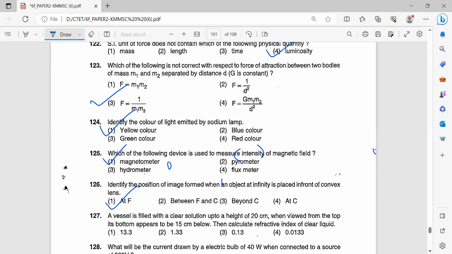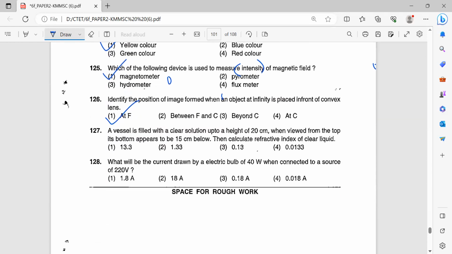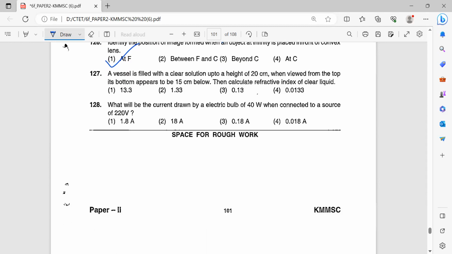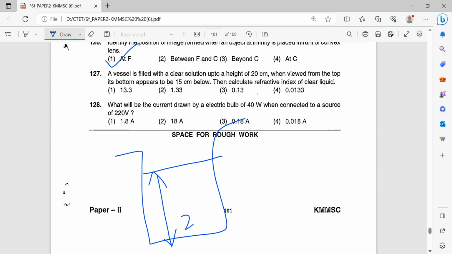Next, a vessel is filled with a clear solution up to a height of 20 centimeter. When viewed from the top, its bottom appears to be 15 centimeter. Then calculate the refractive index. So for this, we have to consider a vessel which has a certain solution. It has a clear solution up to the height of 20 centimeter. Let us consider this as D. It will be having clear solution. Now when viewed from the top, consider this as an eye.